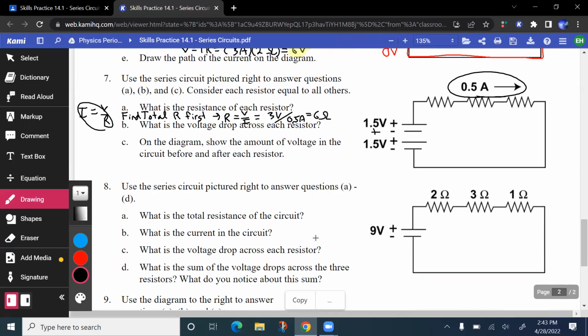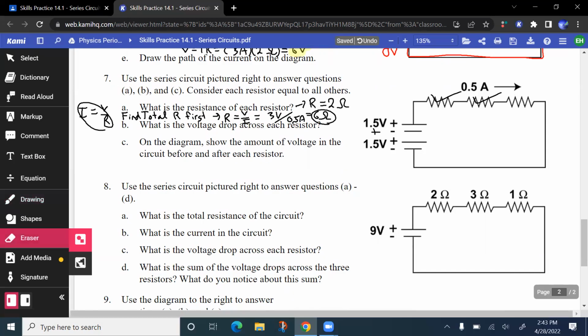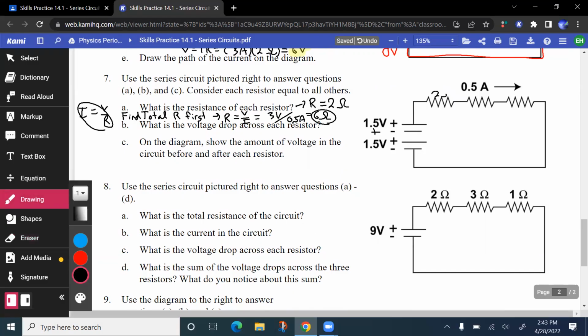Now that's total ohms. Keep in mind you have 3 equal resistors. So that means the resistance of each one would be 2 ohms. I take the 6 and divide it by my 3 equal resistors, and I will have 2 ohms on each one. So this is a 2 ohm resistor. This is a 2 ohm resistor. That is a 2 ohm resistor.